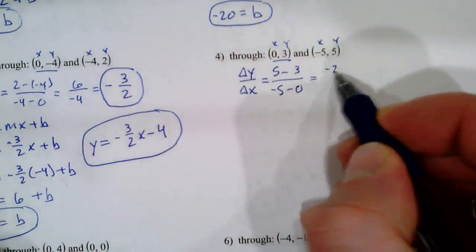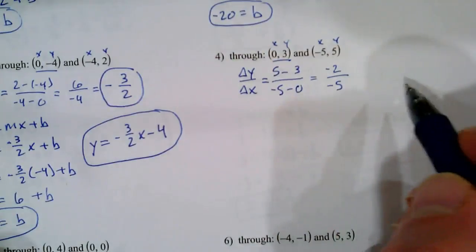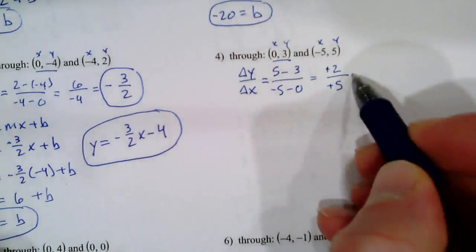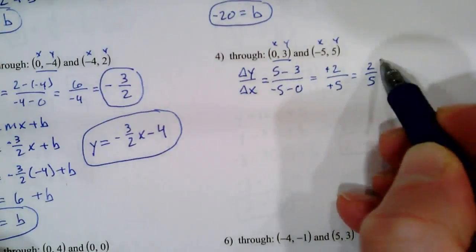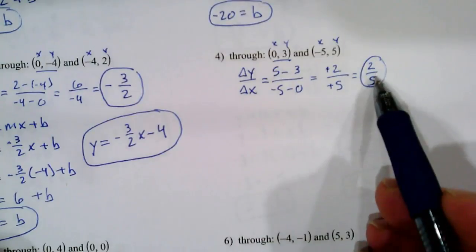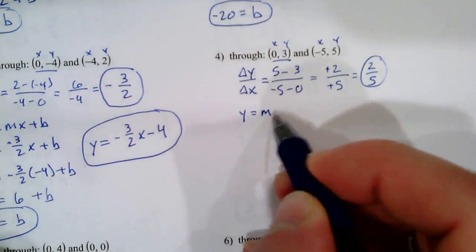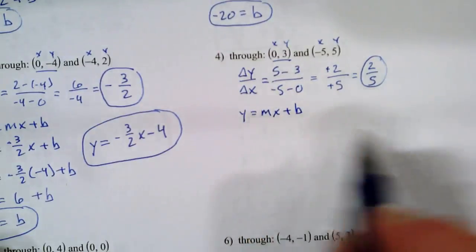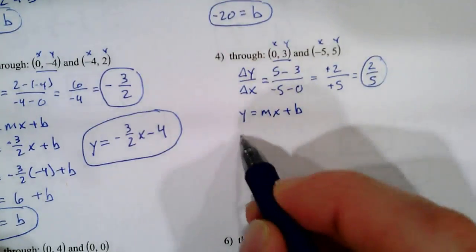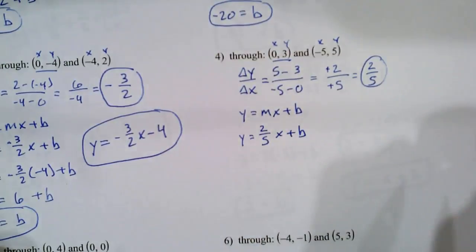5 minus 3 is negative 2. Negative 5 minus 0 is negative 5. The two negatives are going to cancel each other out. And we're left with 2/5. So this line goes up 2, forward 5, up 2, forward 5, up 2, forward 5. Write out the equation. Y equals mx plus b. Our m is 2/5. So y equals 2/5 x plus b.